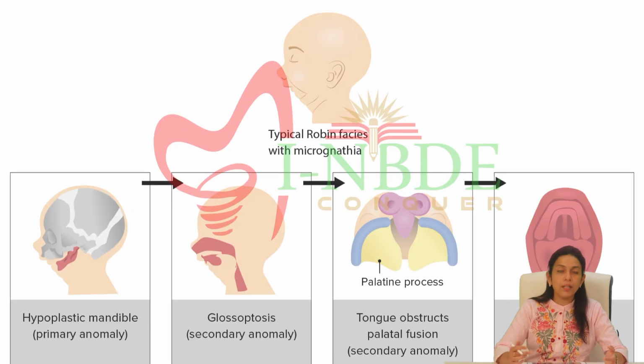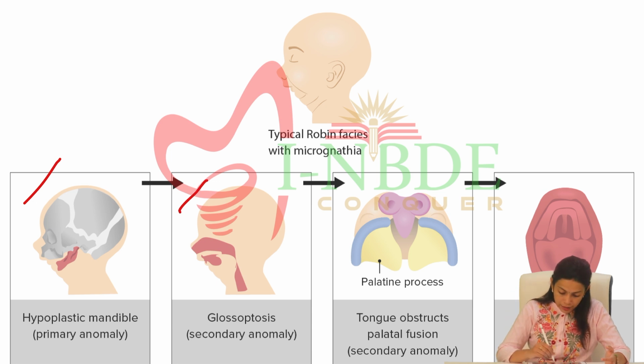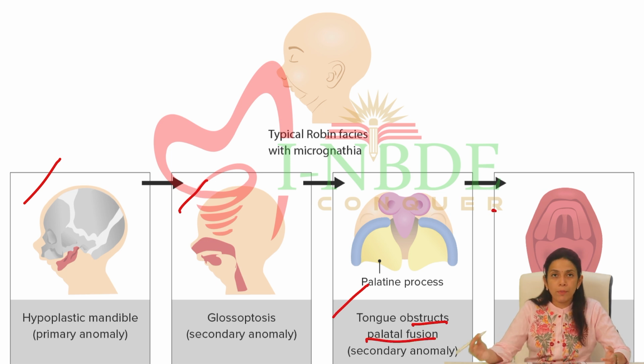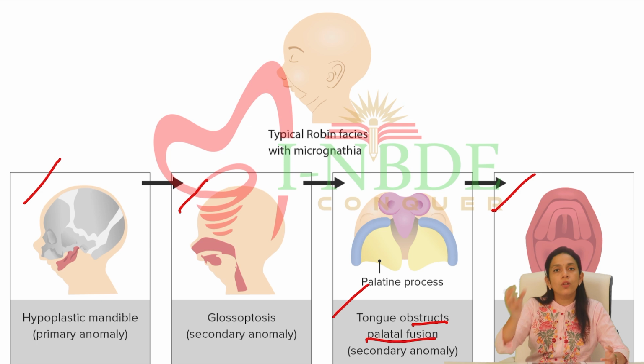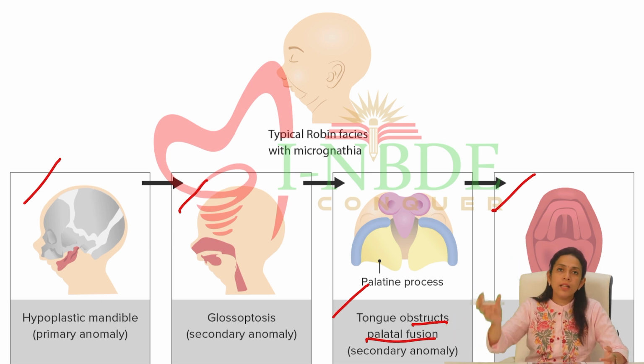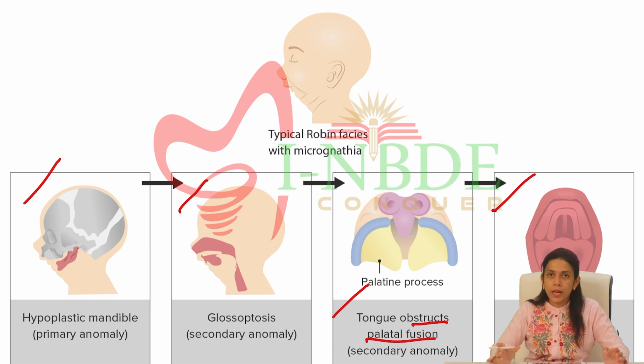What exactly happens in Pierre Robin syndrome? It's a sequence. The patient has a hypoplastic mandible, because of which the tongue falls backwards and glossoptosis occurs. The tongue also obstructs palatal fusion, so there is a U-shaped palate and a cleft palate. These are the very important sequence: micrognathia, glossoptosis, and cleft palate. This is the important triad of Pierre Robin syndrome. I hope you got an idea of how questions can be asked about important diseases or syndromes from your subjects in the exam. This is the very first question.